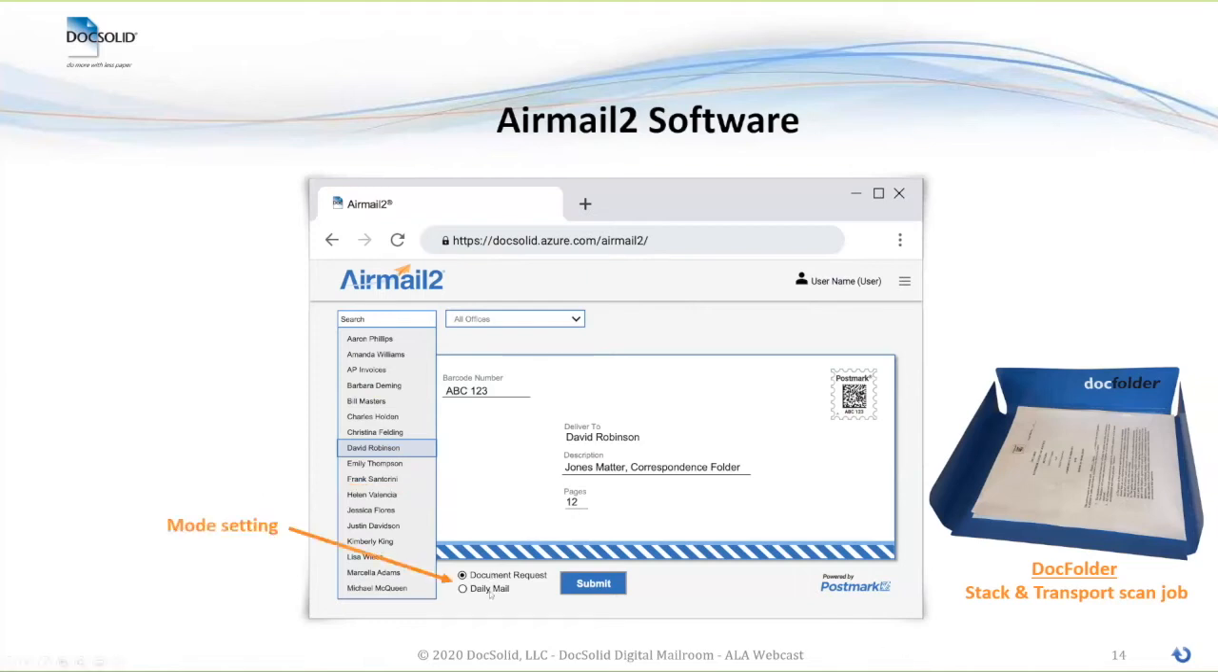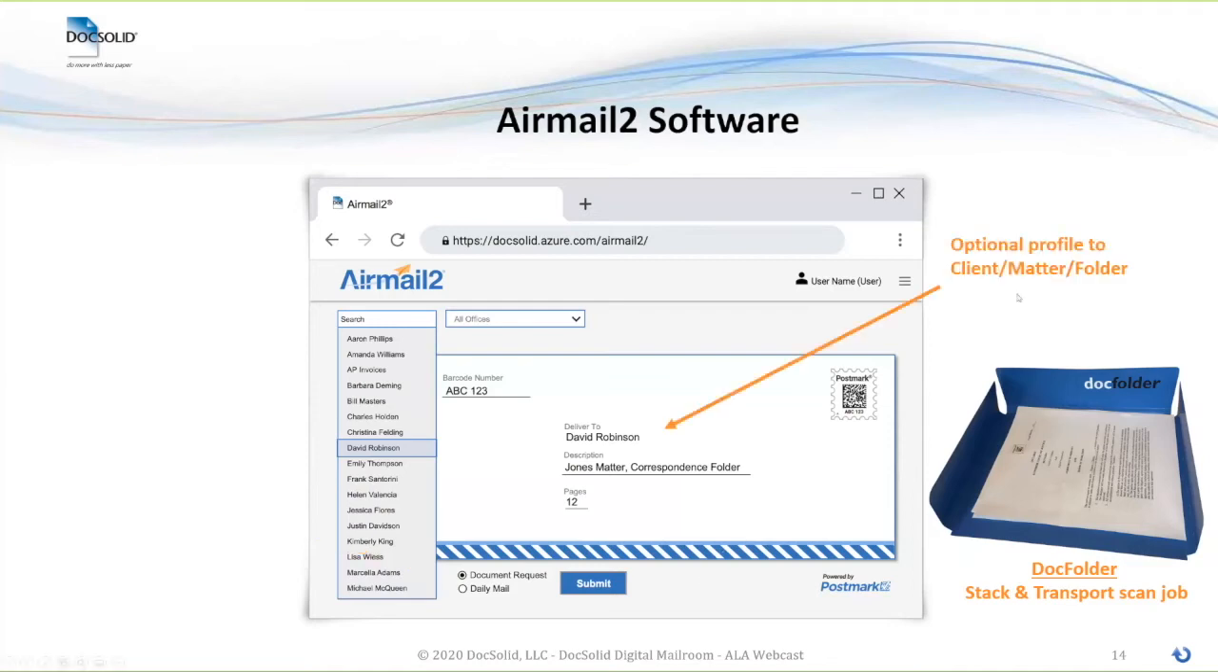There's a mode setting. So remember, if I'm in a batch for my daily mail, I'll click the daily mail button and I'll get all that done. And then I'll go to my document requests and I'll click that button. What that allows us to do is to put it in separate folders in the document management system for each user. So as a user, as an attorney, I would have a daily mail folder and I would have a document request folder.